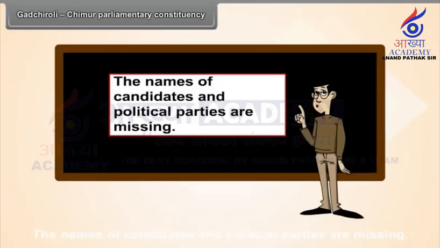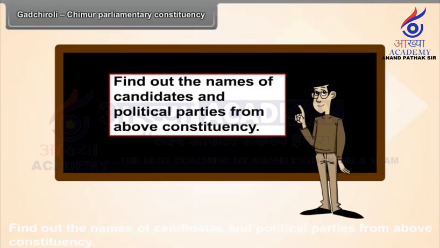Activity. The names of candidates and political parties are missing. Find out the names of candidates and political parties from above constituency.